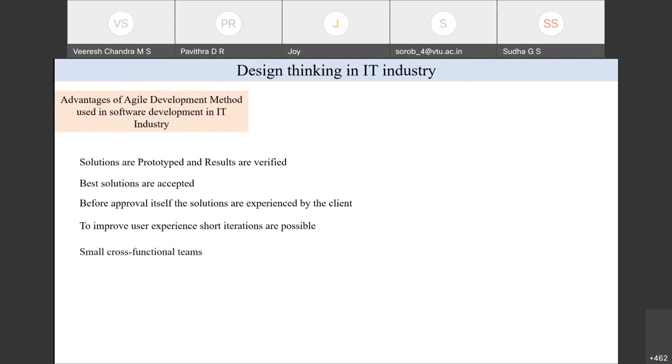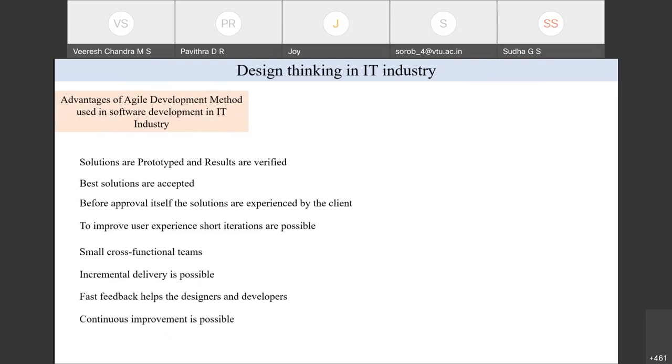So we can use small cross-functional teams. Incremental delivery is possible, of course. Instead of delivering in 12 months, what we can do, each month we can deliver a bit of the project itself. Past feedback helps the designers and the developers, of course. So by using this strategy, or let us say methodology, obviously continuous improvement is possible.